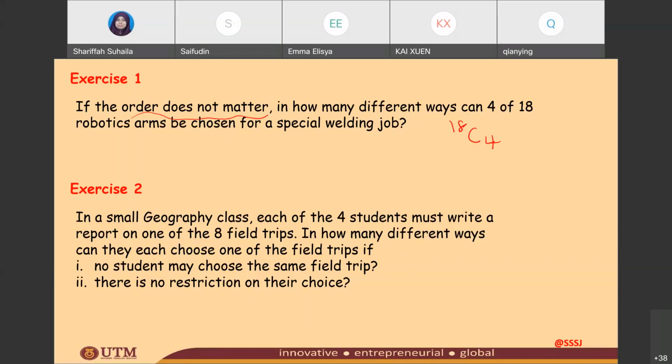Cuba buat this one, exercise 2. So identify dulu soalan dia. What is the answer for the first one? What is the answer for the second one? That is the difference.